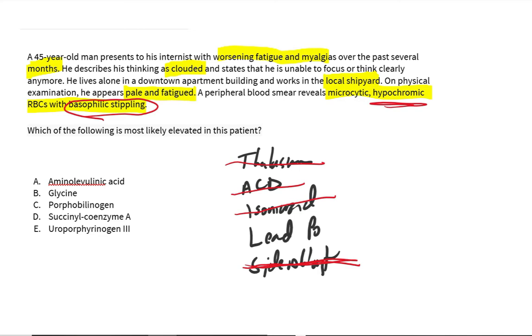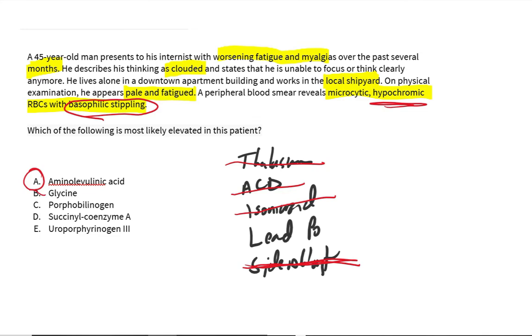We should remember that lead can either inhibit ALA dehydratase, which converts ALA into porphobilinogen, or it can inhibit the conversion of protoporphyrin IX into heme. So the answer has to be either ALA or protoporphyrin. Since ALA is the only answer, A is correct.